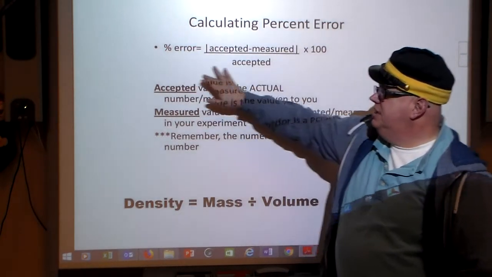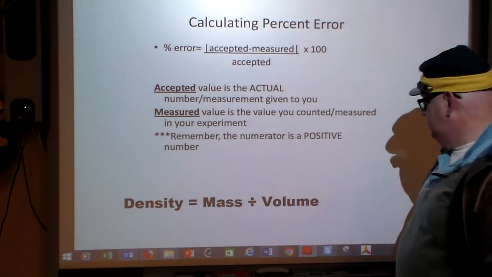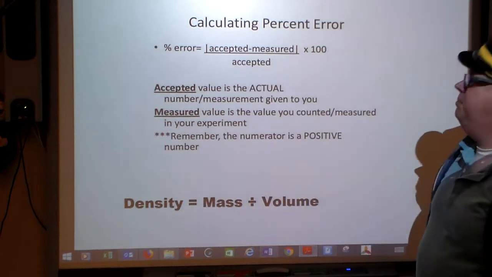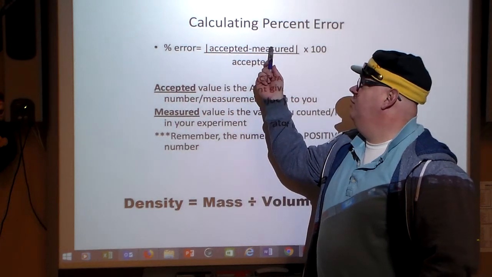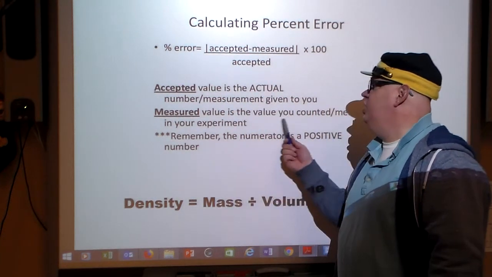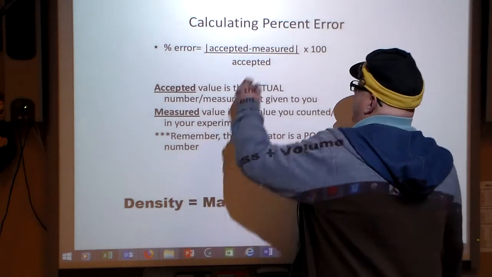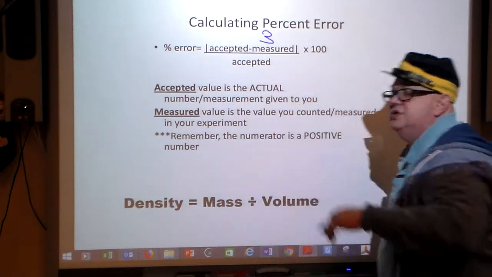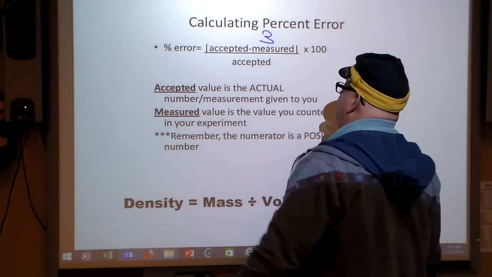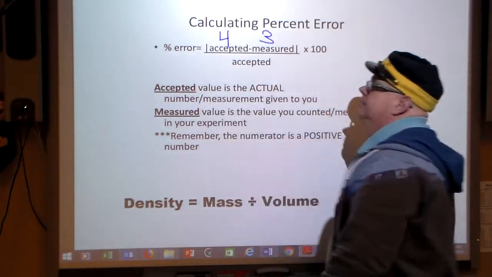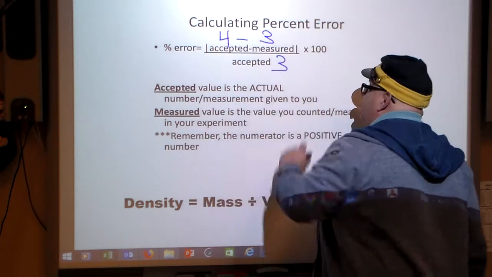Now, we did calculating percent error in labs, but we did not talk about it at all in the review. So the formula is here. If you pay attention, you should be good to go. So what is the accepted and what is the measured? The measured is what you got in your lab. So if I measured, let's say, 3 whatevers, and the accepted value is the actual measurement, and it happens to be 4, the formula is going to be 4 minus 3 divided by 3.